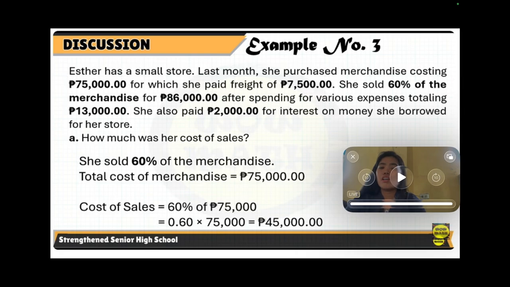By the way, guys, you might be wondering why the freight 7,500 pesos is not included, because you're assuming that this freight is already included in 75,000 pesos. Okay?